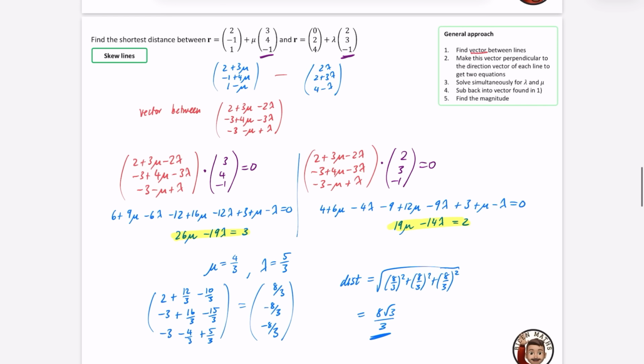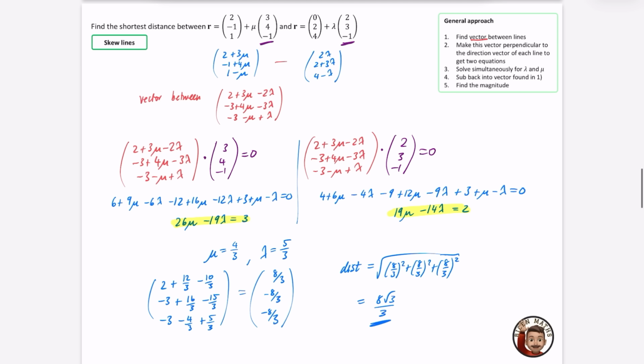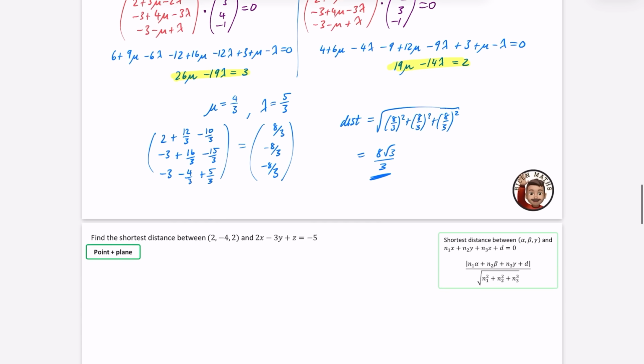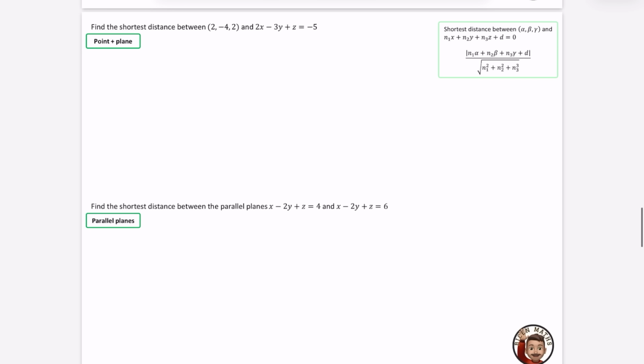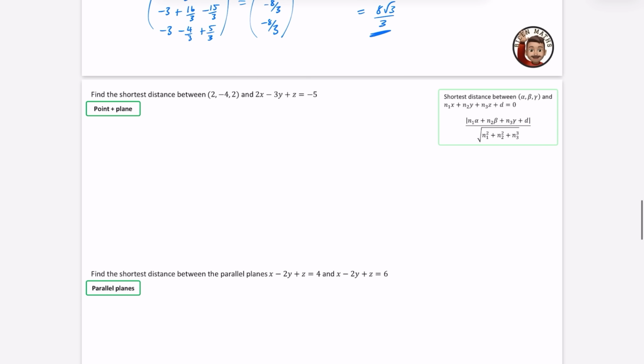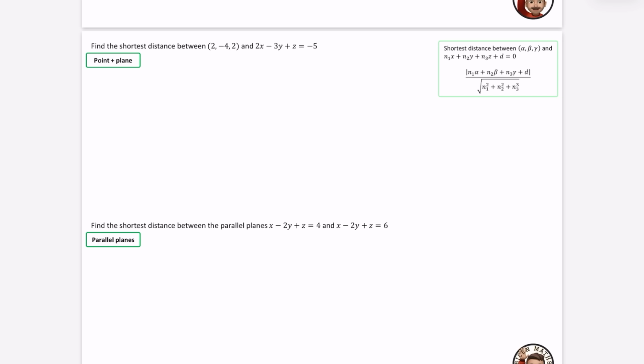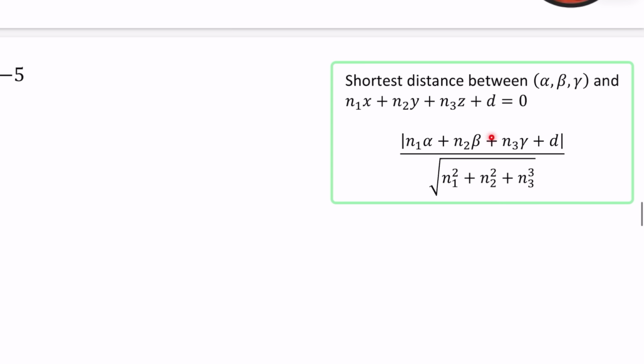Pretty mega example, this one, and they have asked this kind of question before, and it had horrible numbers with it as well. And then we get a slight break before we then do reflecting a line in a plane. This time we are looking at the shortest distance between a point and a plane, and then we'll do parallel planes afterwards.